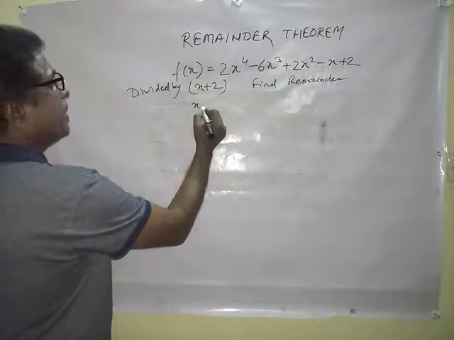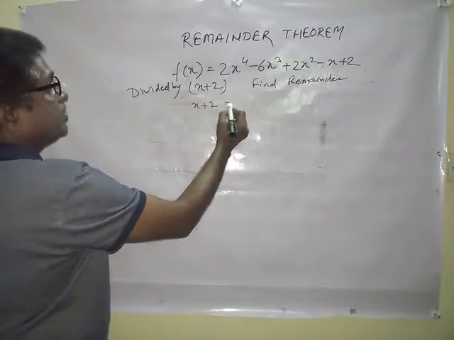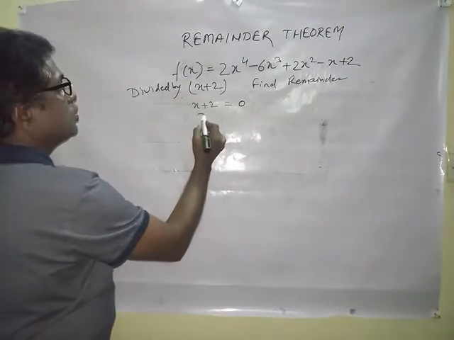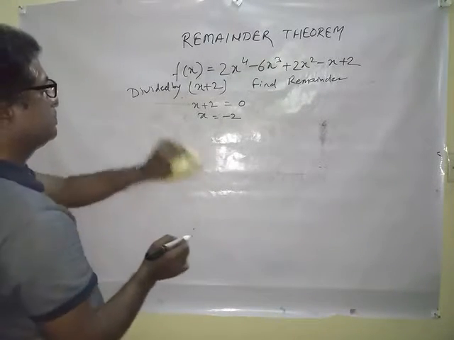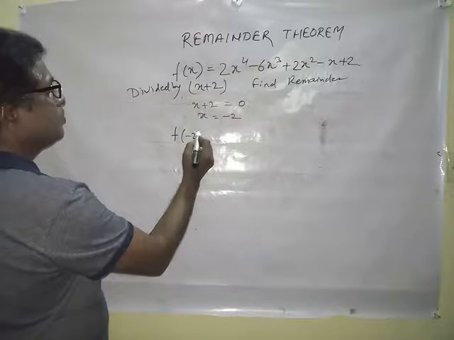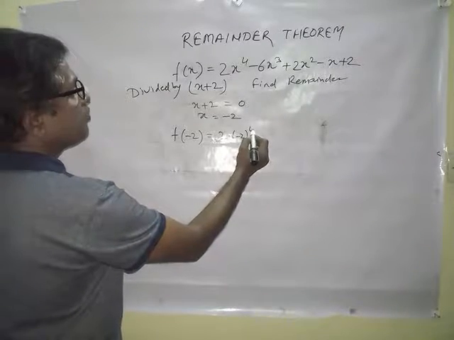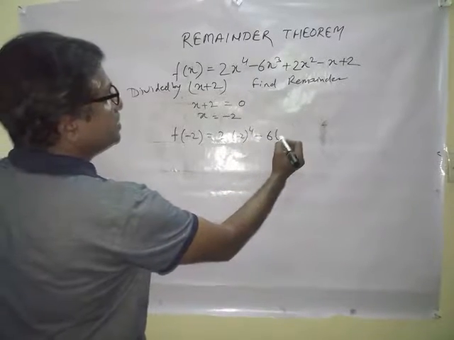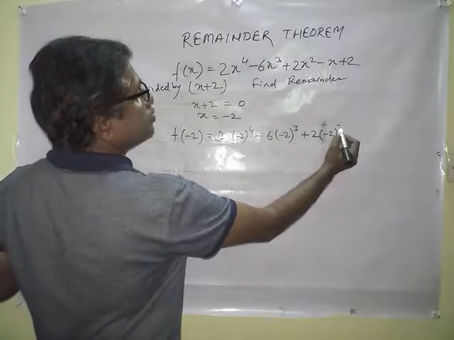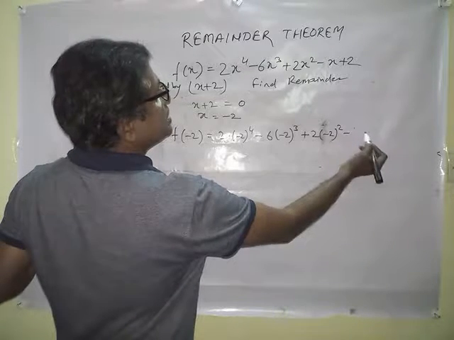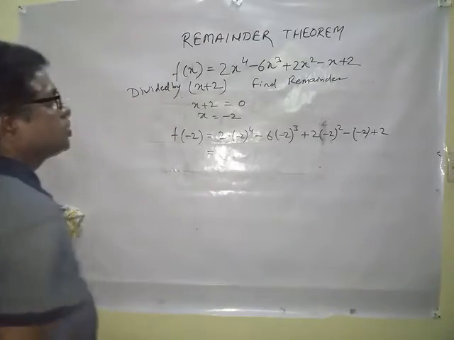So again, same as before, you have to write down in detail. With the remainder theorem, x + 2 = 0, so x = −2. Now find out f(−2): 2 multiplied by (−2)⁴ − 6 multiplied by (−2)³ + 2(−2)² − (−2) + 2. Let us solve this.